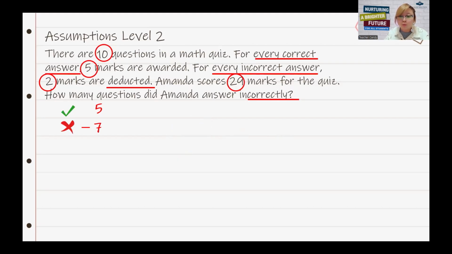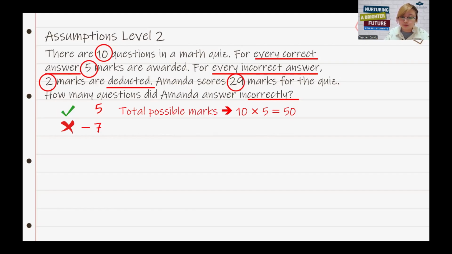Now, let's take a look. What is the maximum number of marks Amanda could have achieved if she got everything correct? Okay, so there are 10 questions here. And for every correct answer, 5 marks are awarded. So there will be 10 times 5, which is 50. Now, Amanda only scored 29 marks. So obviously, she got some questions wrong. So let's see how many marks she lost.